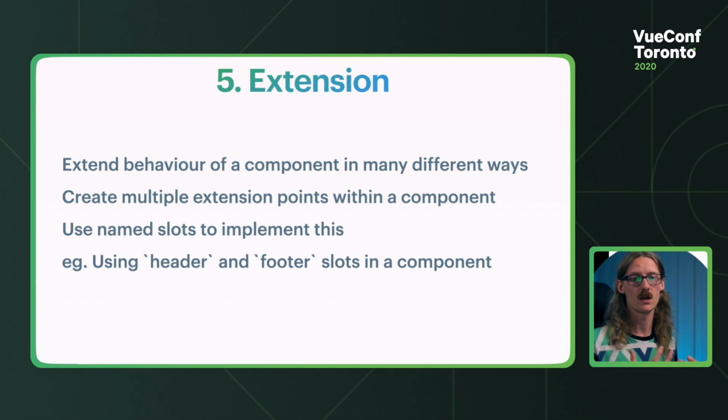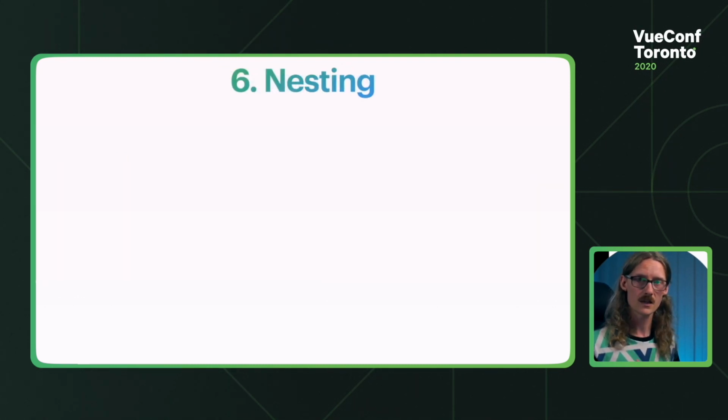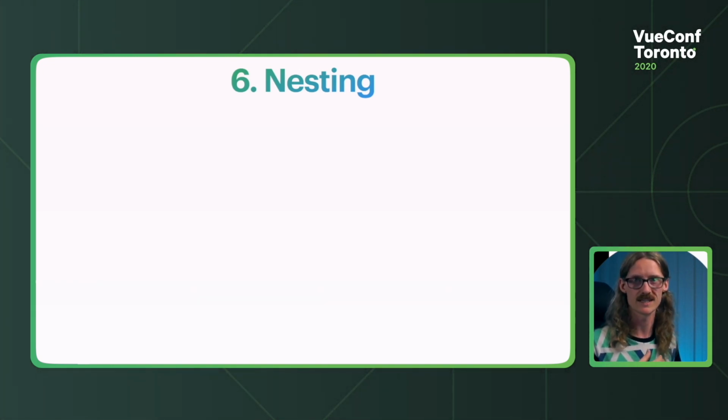multiple different ways. We can override the header slot and extend the behavior of the header in that way, or we can do the footer, or we can do both of these and extend the majority of this component's behavior by extending the header and footer slots at the same time. This last one is the most advanced, the most complex, which is why it's number 6.